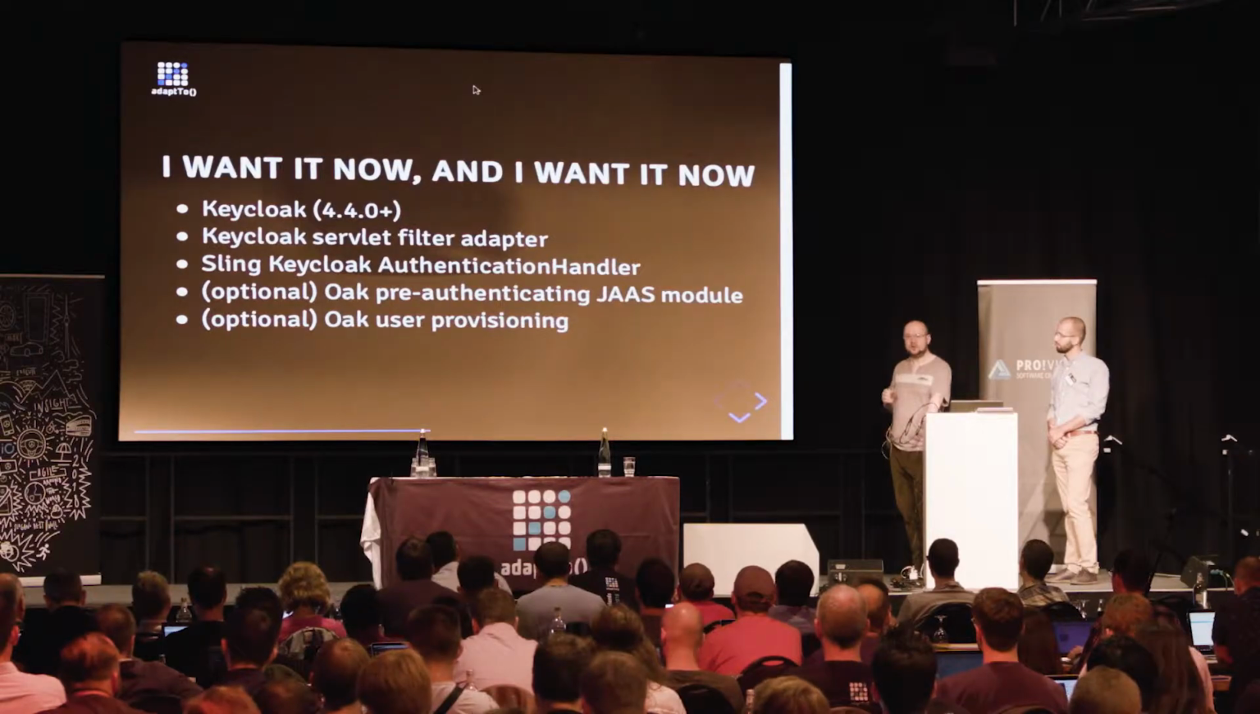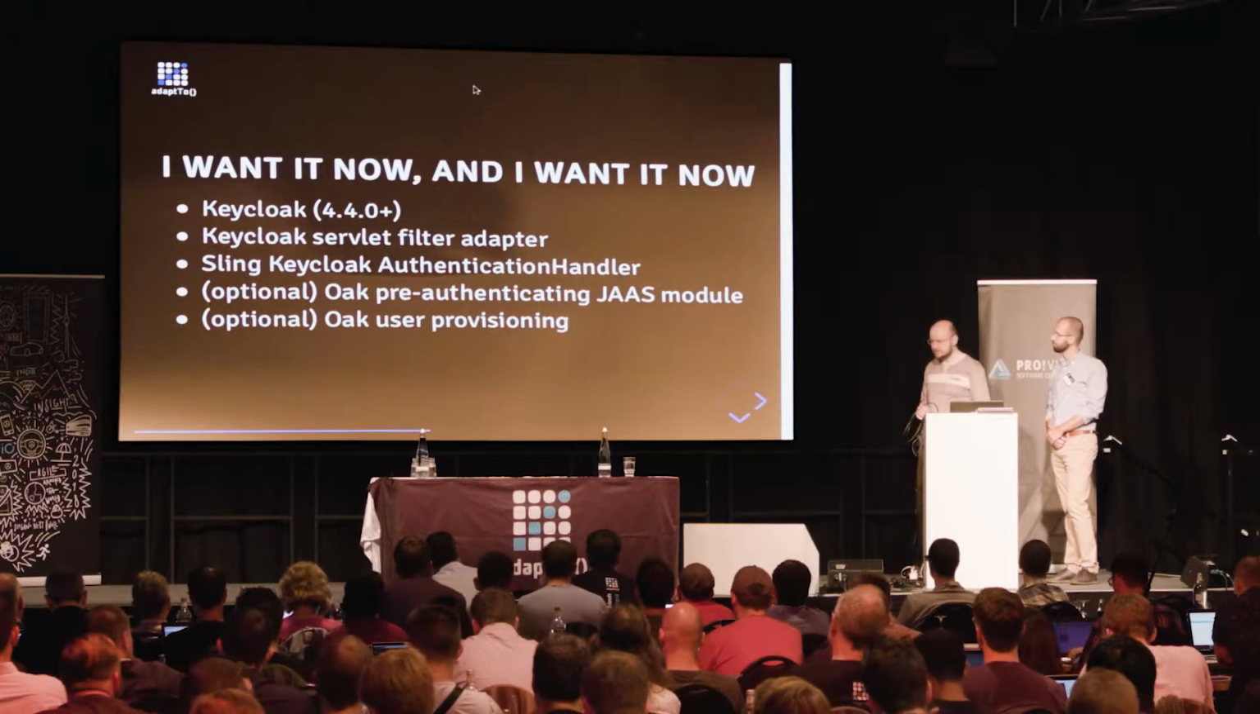On the Sling level, you will need a single class, a small module, an authentication handler, because Keycloak provides its own kind of security data to the authenticated request, and you need to translate it to something understandable by Oak under the hood. So the authentication handler is just for that. We have implemented it and published it on GitHub. It's very simple. And optionally, you can configure user provisioning on the Oak level. So a whole section will be dedicated to that.